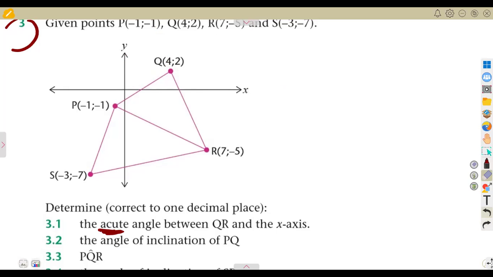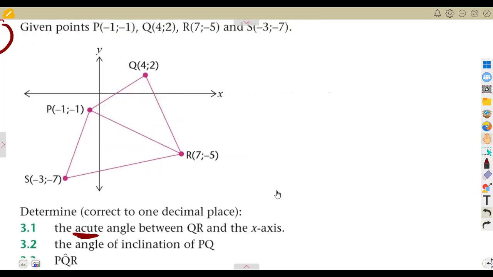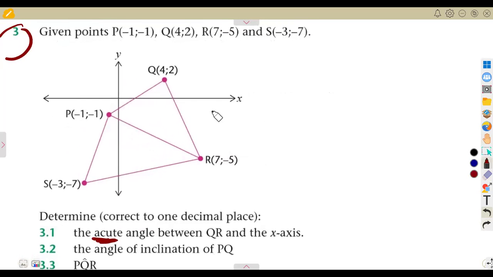All right, so with this, we were going to calculate the gradient first because we're just given points. There's no way we need the gradient in this case. All right, so let us talk about QR. In that case, we need its gradient. So that's 3.1. All right, so considering the line QR, we are going to need the gradient.